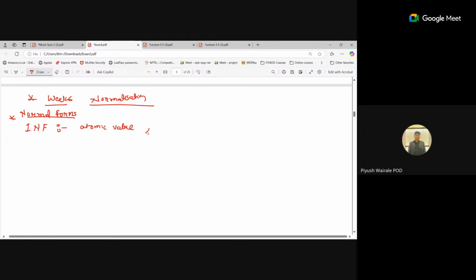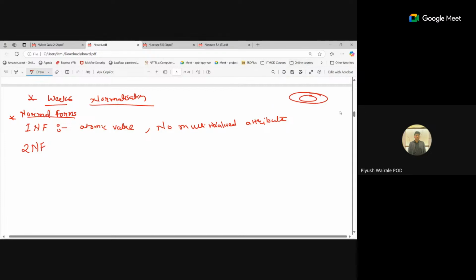No multi-valued attribute here. What is a multi-valued attribute? An attribute which can hold more than one value, like a phone number. Right. So in an ER diagram, we represent it by a double ellipse. It is not composite. Composite is different.